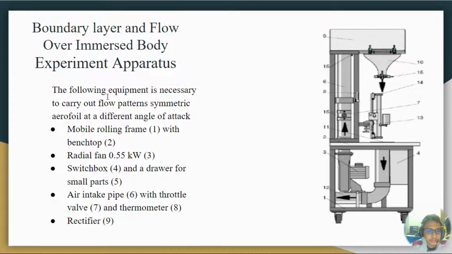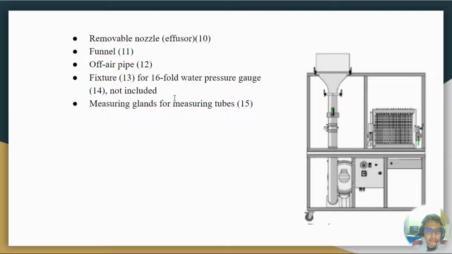The following equipment is necessary to carry out flow pattern of a symmetric aerofoil at a different angle of attack. First, mobile rolling frame with benchtop, radial fan, switchboard and drawer for small parts, air intake pipe with throttle valve and thermometer. And also rectifier. Next, removable nozzle, funnel of air pipe, 16-tube water pressure gauge, and measuring glands for measuring tips.